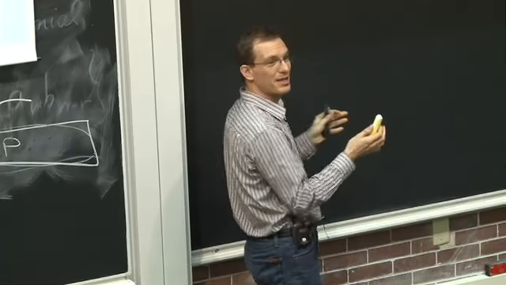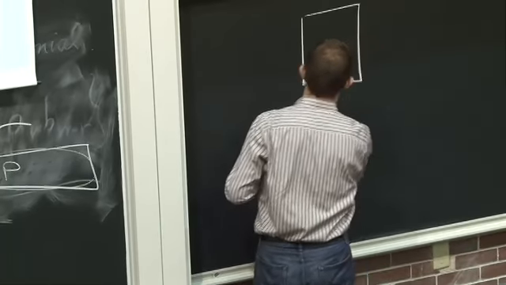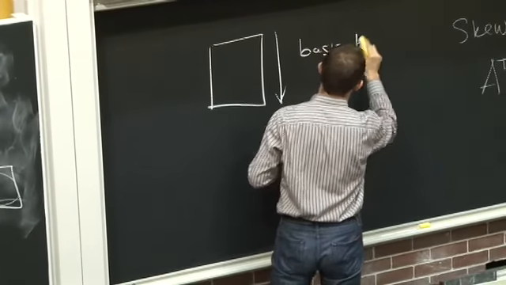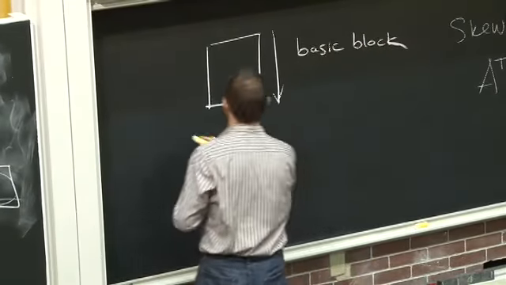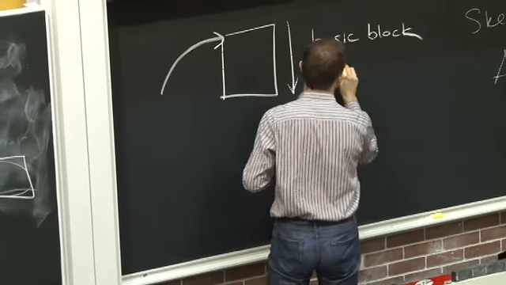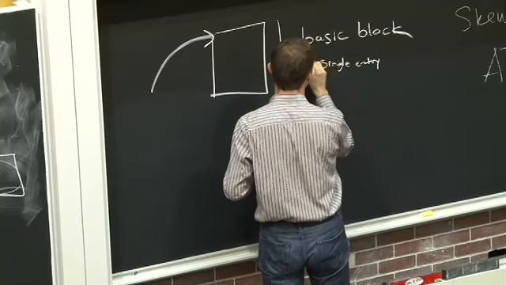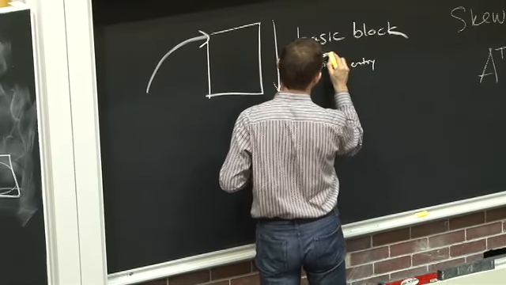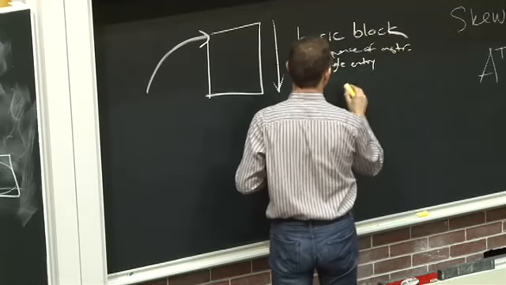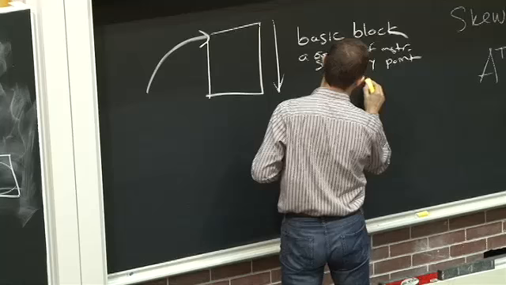Do you know what basic block means? A basic block is a sequence of instructions, or a sequence of code, that you enter with a single entry point and leave with a single exit point. Basically a code block, if you will, or a sequence of instructions with a single entry point and a single exit point.